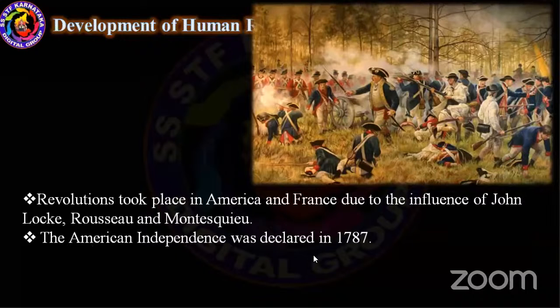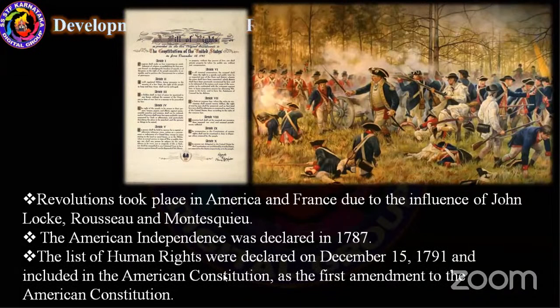American independence was declared in 1787, and the list of human rights was declared on December 15, 1791. After independence, they mentioned human rights in the American Constitution. They included them as the first amendment to the American Constitution, adding all these human rights in 1791 after independence.